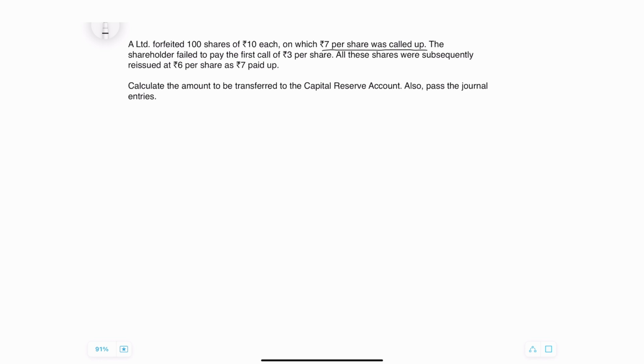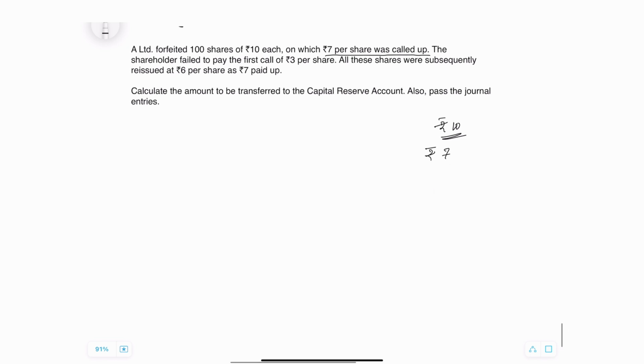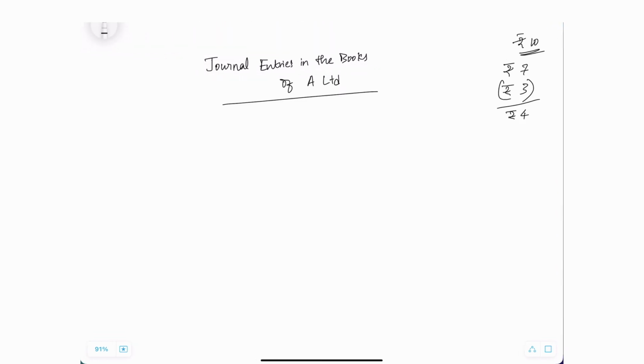Okay, so first let us find out how much has been totally called, how much has been paid up, and how much is in calls in arrears. Therefore, the face value of the share is rupees 10, but this 10 is not fully called up. It has been called up only to the extent of 7 rupees. Out of this 7, the shareholder missed to pay 3 rupees. Therefore, the paid up value will be 4 rupees. So this is an understanding before we get on to the journal entry. Now, let me get into the journal entries.